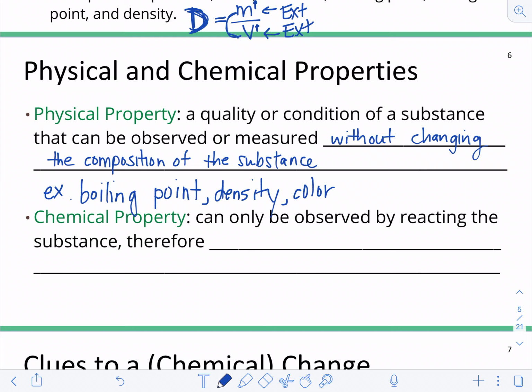The other way that we can describe properties is by defining a substance's chemical properties. These can be observed by reacting the substance. Just the fact that you see "reacting" gives you an idea that it's different from a physical property, because it does change the composition of the substance. So it can only be observed by reacting the substance, therefore changing its composition.